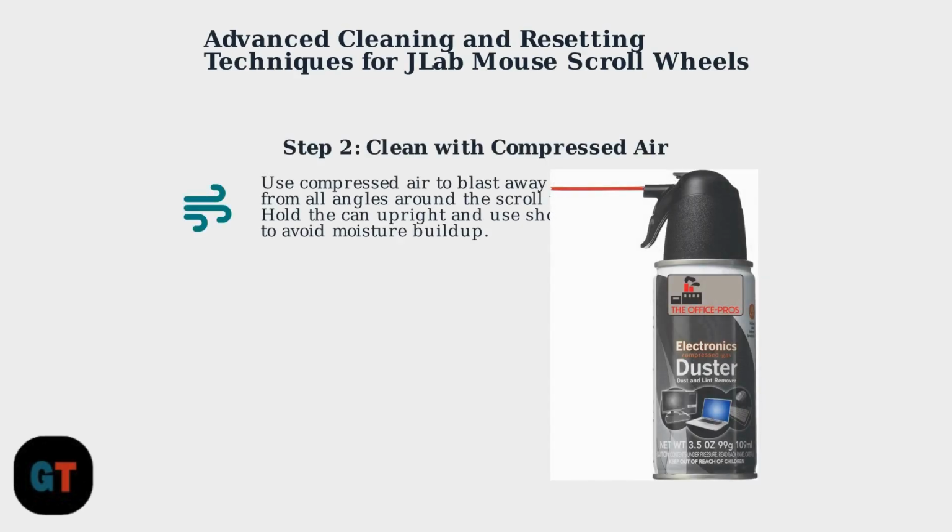Now, use a can of compressed air to remove loose dust and debris. Hold the can upright and aim short bursts at the scroll wheel from multiple angles: top, bottom, and sides. This method is effective for removing lint that accumulates from carpets or desks, which is a common cause of scroll wheel jamming in JLab mice. Be careful not to shake the can or tilt it, as this can release moisture that might damage internal components.